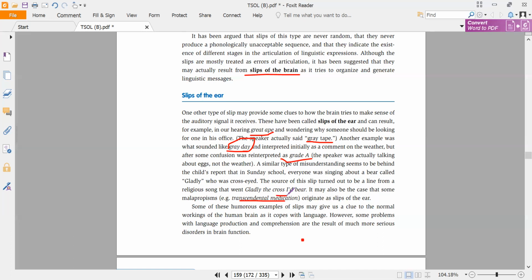Let's suppose I say, oh, you have got a very good book. The person may comprehend the word book as hook: oh, you have got a very good hook. So book and hook are similar, and there may be some sort of misperception in the recognition of these two words.